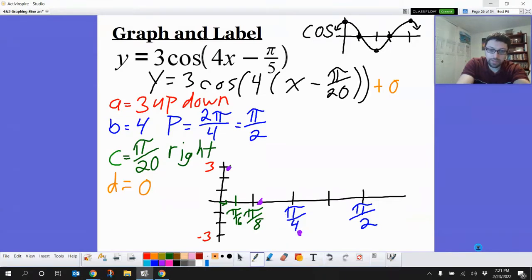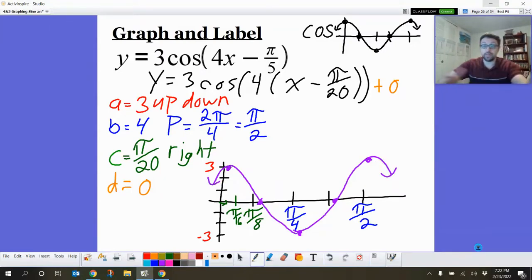So this one's also going to be a little bit off. This one's going to be a little off, and that one's going to be a little off. But they should all be a little bit off to the right. And then we draw a wobble. And there's our cosine graph.